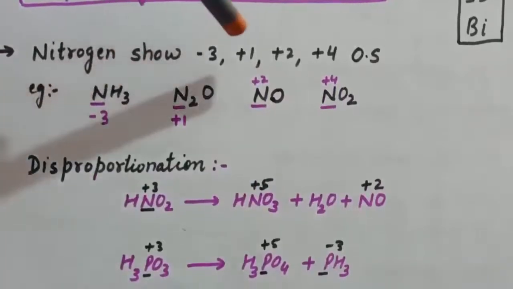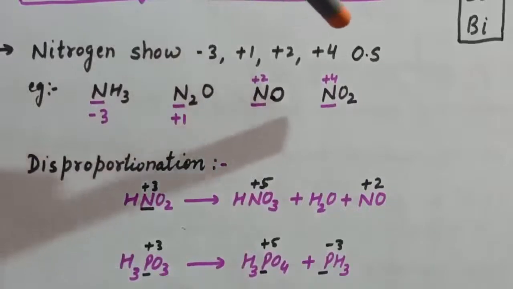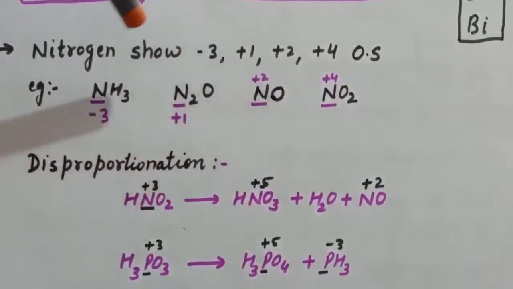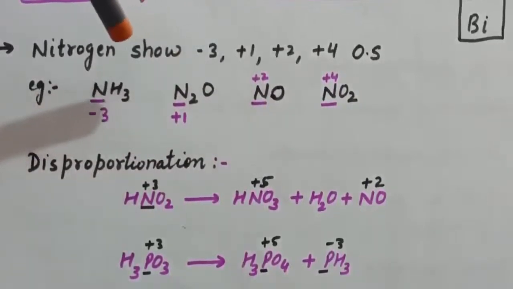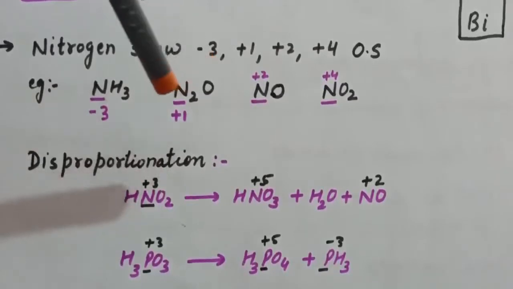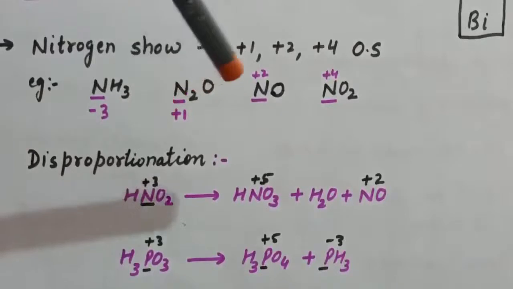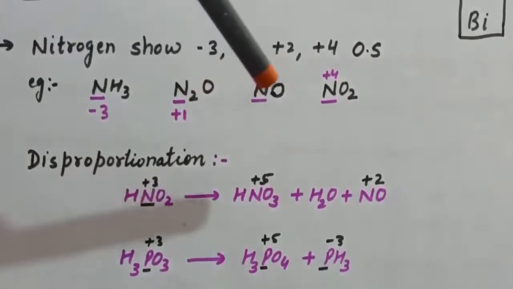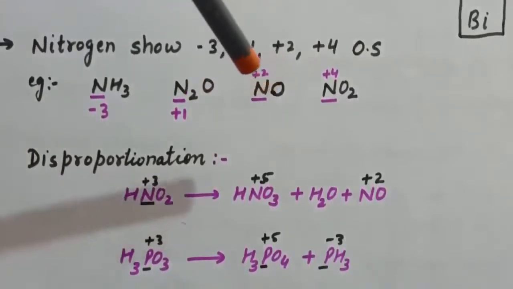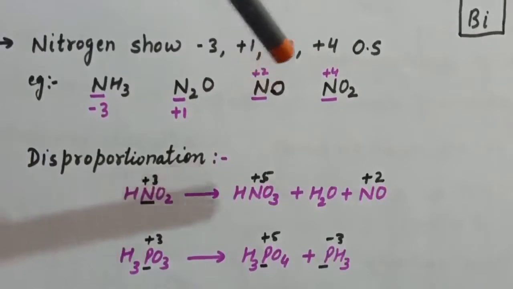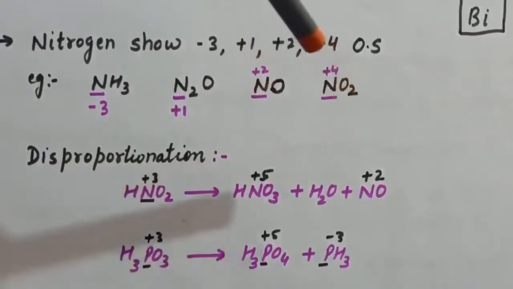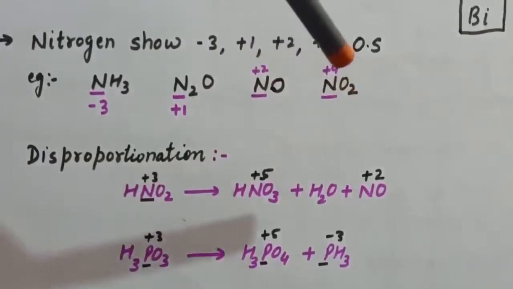Nitrogen also shows +1, +2, and +4 oxidation states when it combines with oxygen. For example, in N2O, the oxidation number of nitrogen is +1, whereas in NO, which is also an oxide of nitrogen, the oxidation number of nitrogen is +2, and in NO2 the oxidation number of nitrogen is +4.